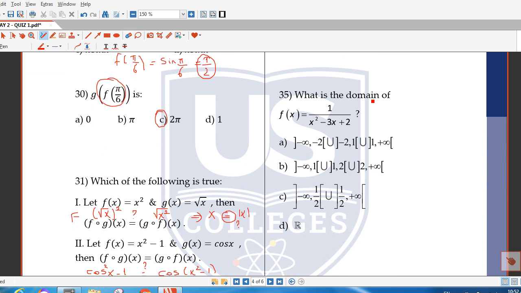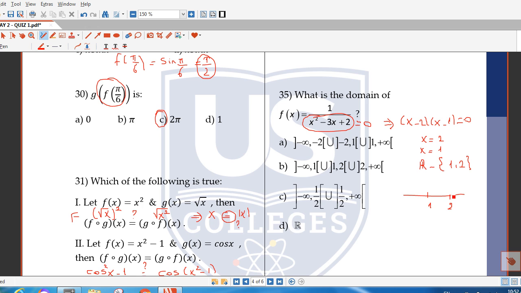Question 35, domain. It is rational, so we should exclude the solutions of the denominator if they exist. Let me factorize: x minus 2, x minus 1, which is equal to 0. The solutions are 2 and 1. So they are the problem numbers. Actually, all real numbers except the numbers 1 and 2 will be the answer. I couldn't see any choice like this. So what is the logic?